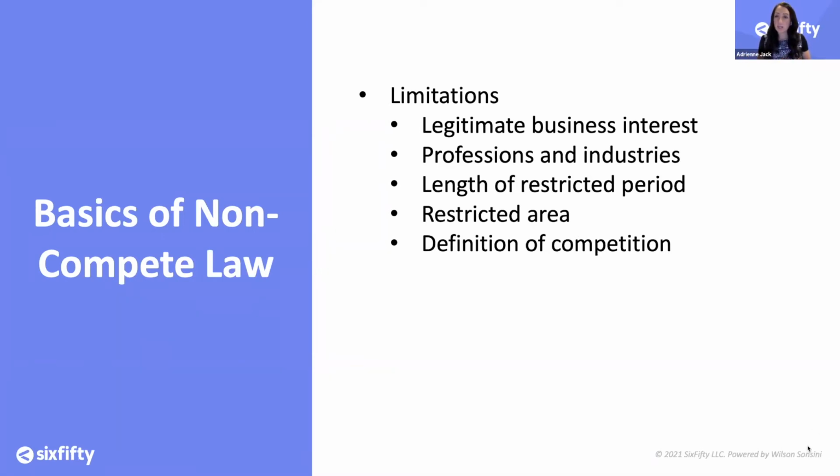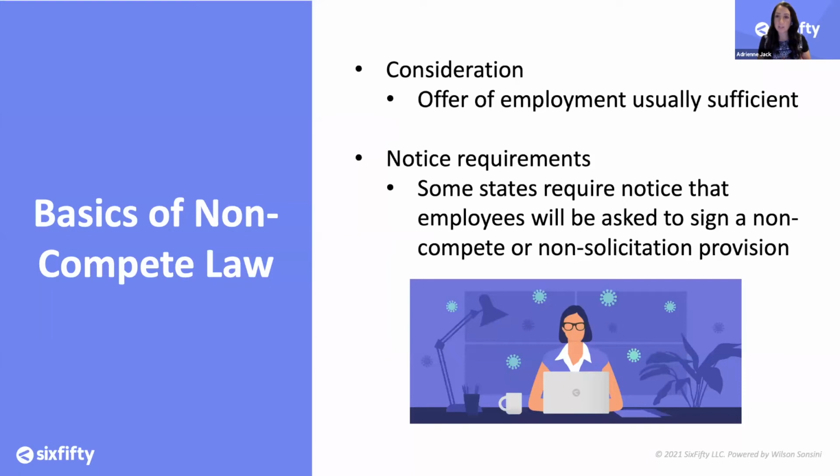In addition to these kinds of limitations, there are other elements that a non-compete provision has to have in order to be enforceable. Companies must provide consideration to employees for the employee to enter into restrictive covenants. By signing a non-compete or non-solicitation provision, employees agree to give up a right they would otherwise have. So the employees should receive something in exchange for giving up that right. That's what we mean when we say consideration: what are employees receiving in exchange for giving up this right that they might have to compete against the company.